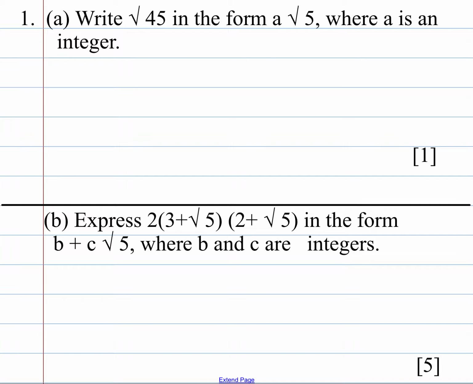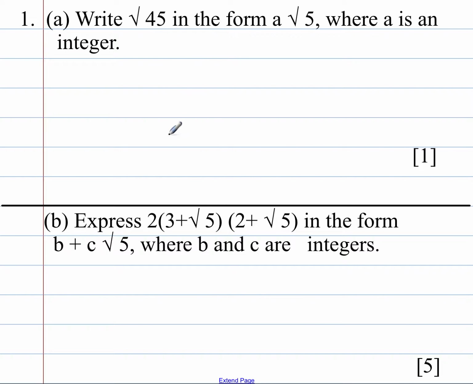Hi there, this video is about surds, so let's have a look at some exam questions. We've got the root of 45 and we want to write it in the form a root 5, where a is an integer. Just remember, integer means it's a whole number. So let's take a look at root 45.